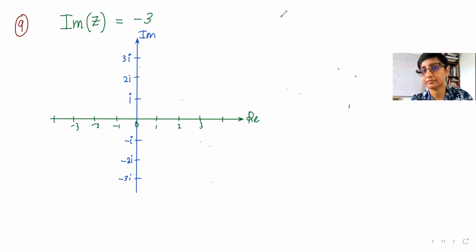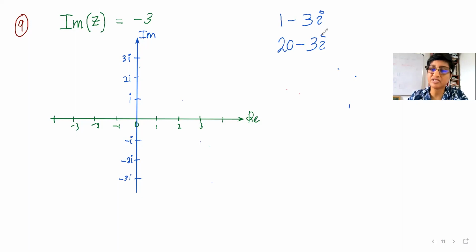Umalya. You are not Umalya, but I'll take your example. Tarindu is giving 1 - 3i. Very good, Tarindu. The number 1 - 3i has a real part of 1 and an imaginary part of -3. Umalya, can you give me another example? Malit is giving 20 - 3i. Very good. The real part of this number is 20. The imaginary part is -3.